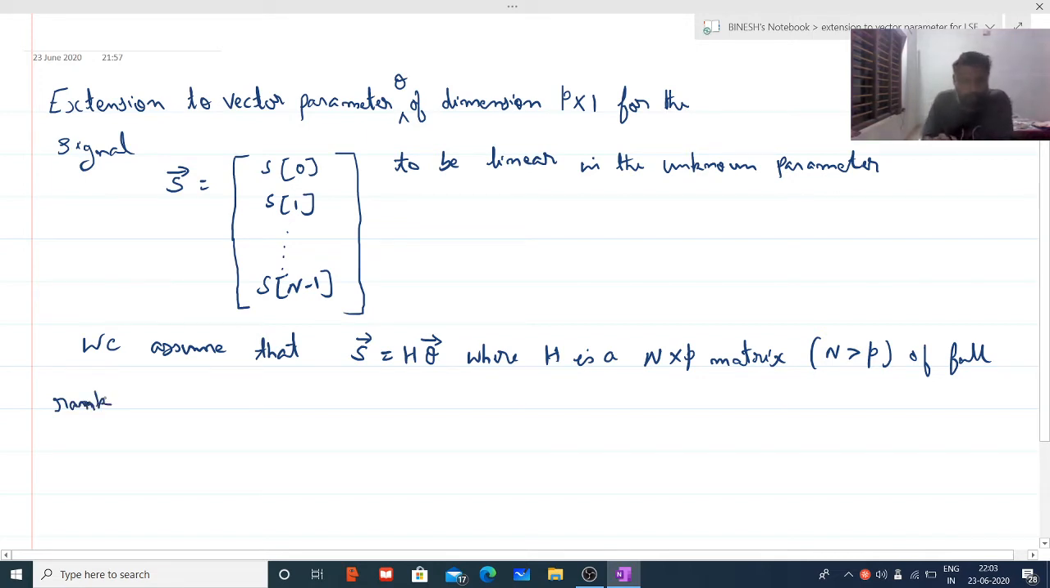Clear? So this H is referred to as, or we can define it as, the observation matrix.